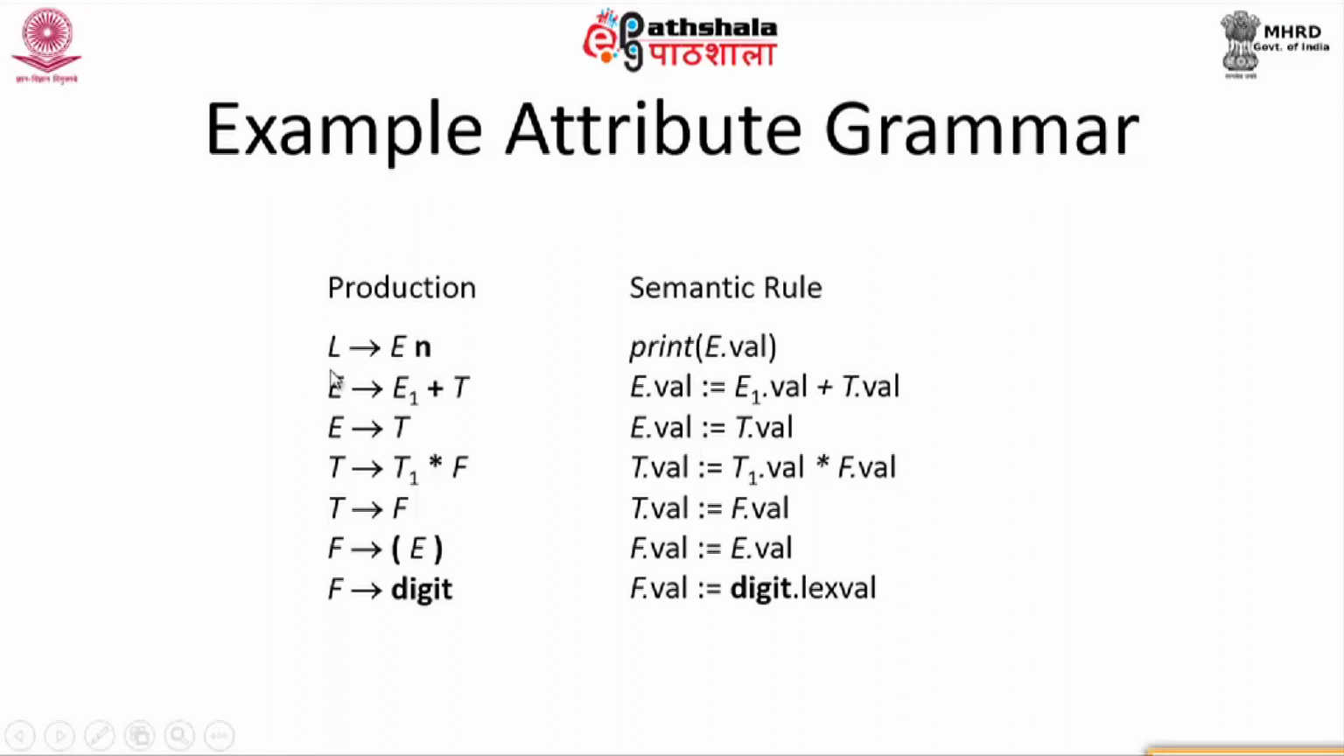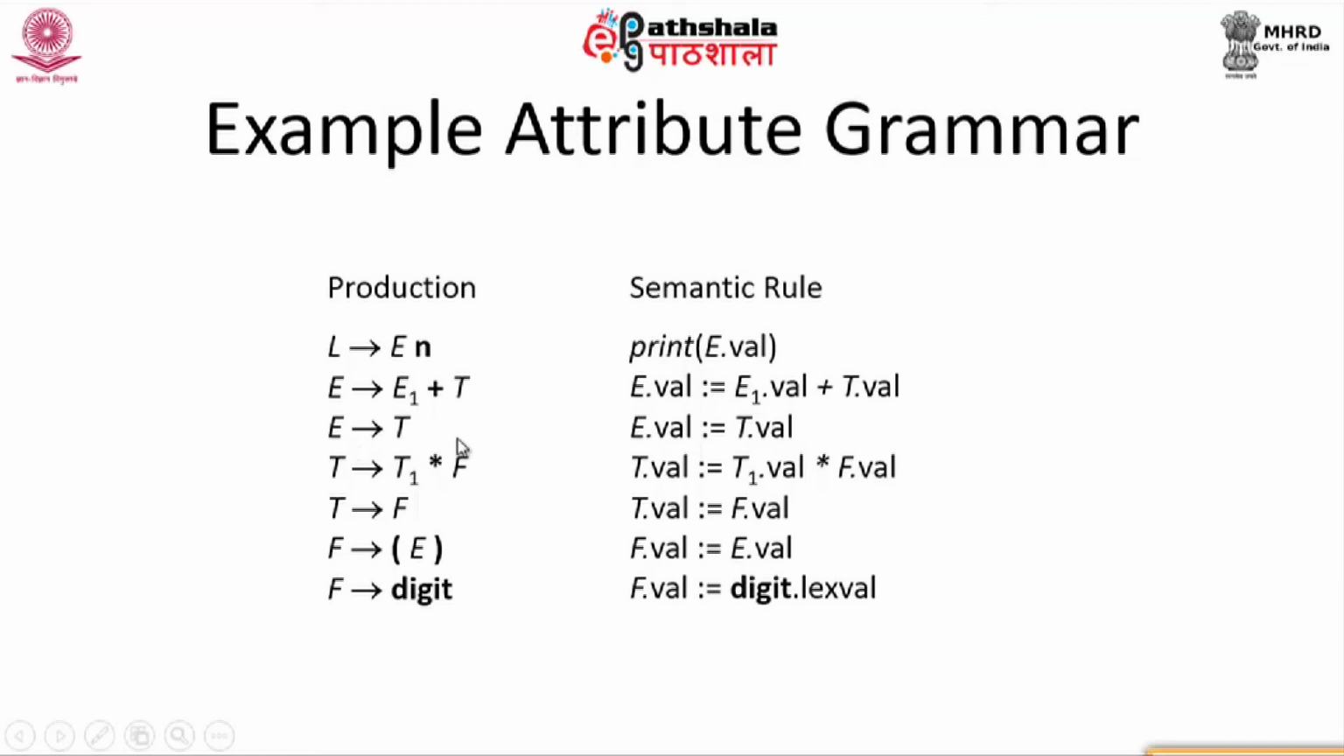The second semantic rule is easier to understand. So this LHS E dot value is nothing but the sum of the value of E1 and T. So I have E1 dot value, I have T dot value. Now what is this value? This value is actually the attribute assigned to E1. Okay. And I am going to connect this using the plus operator to assign it to E dot value.